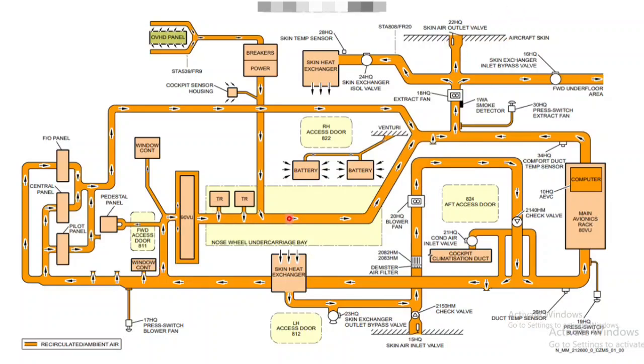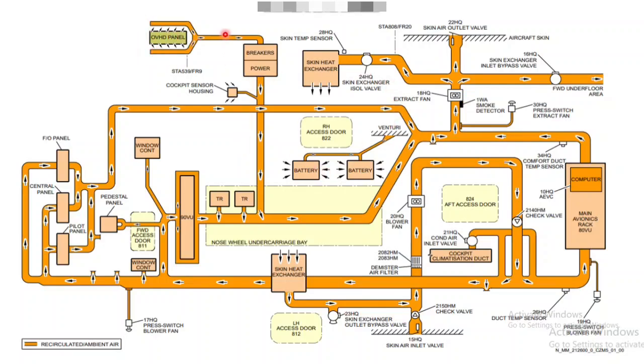So here also the air, after cooling, will exit through the skin air valve. So this is just a general idea about the pressure sensors and detection. We will discuss this one by one in the air conditioning chapter. So this is just a general idea about how the avionics equipment is getting cooled.